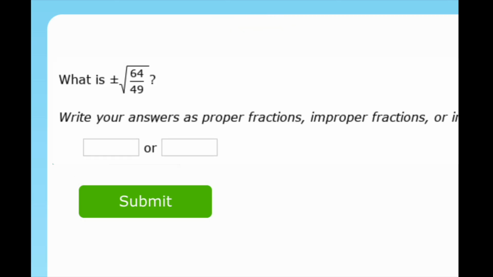Next, we need to find the negative and positive square root of a fraction. To solve this, I like to split the square root into both the numerator and the denominator and solve them separately first. The square root of 64 is 8, and the square root of 49 is 7, so our remaining fraction is 8 sevenths. So our answer is negative 8 sevenths or positive 8 sevenths.